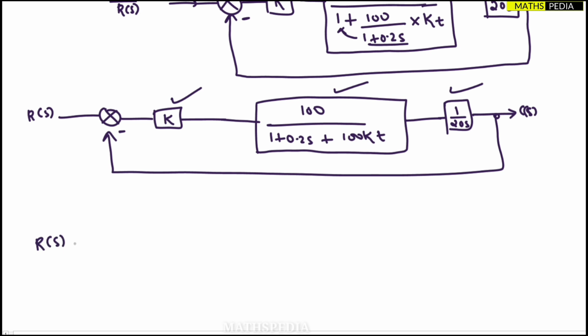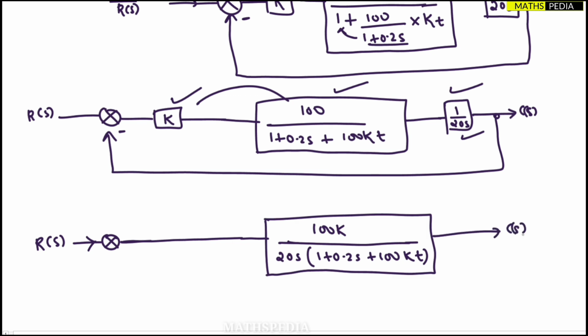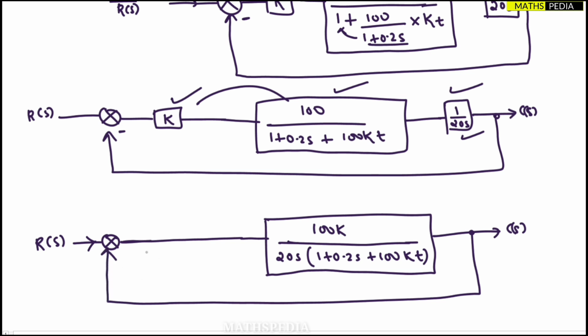R of s on the summing point, then this entire thing I'll just write. K into 100 will be 100k. Then 1 by 20s we have to multiply, which will be in the denominator. So 20s will be there, and 1 plus 0.2s plus 100 kt will be there. I hope you got it. And the output is already there. But C of s, from this output we have taken one feedback connected to this summing point with a minus sign, there in the question itself.